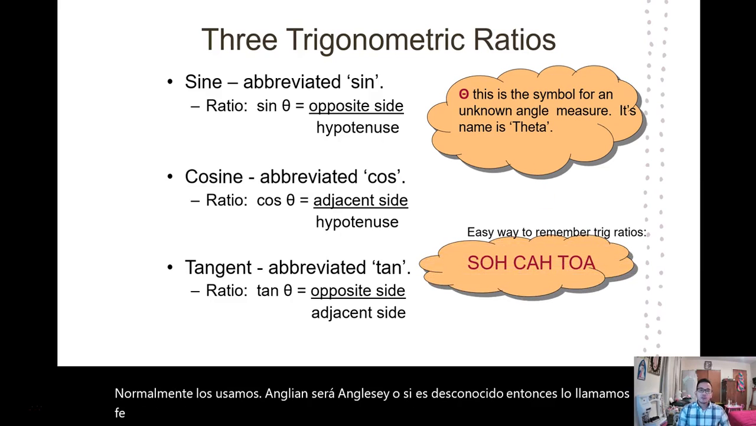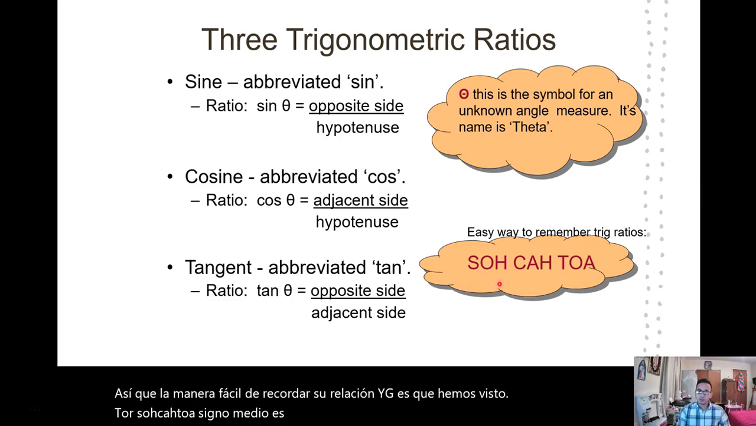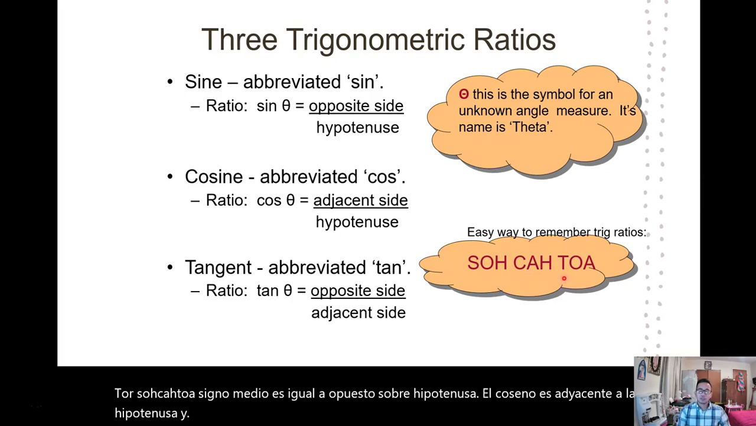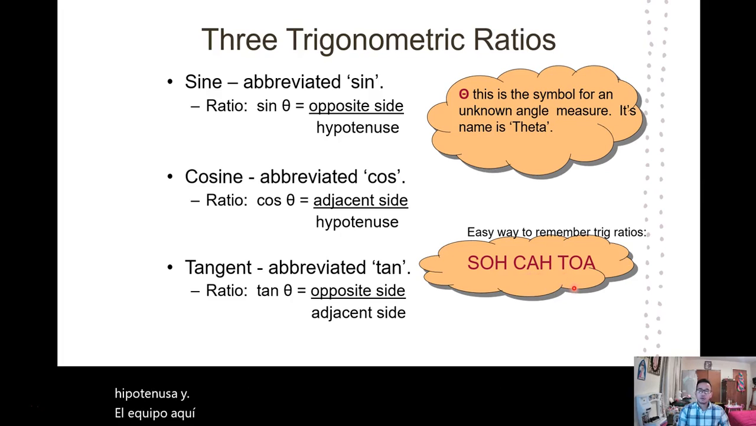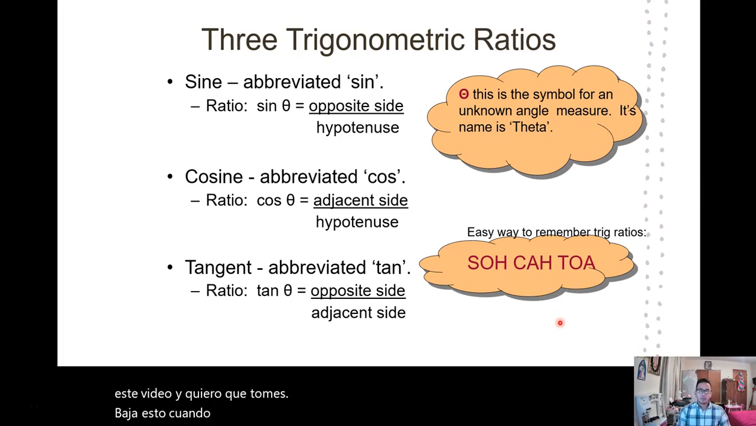So the easy way to remember your trig ratios is SOHCAHTOA. SOHCAHTOA means sine is equal to opposite over hypotenuse, cosine is adjacent over hypotenuse, and the T here is tangent is equal to opposite over adjacent. Now I want you to pause this video and write this down in your notebook, because we will be using this all throughout this lesson.